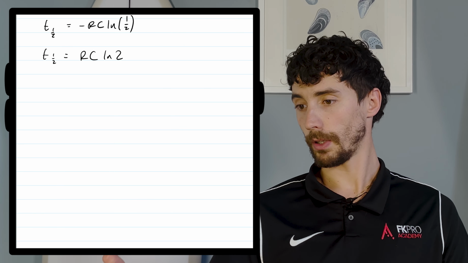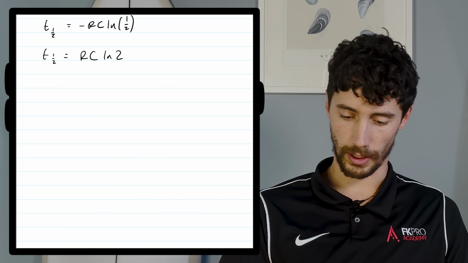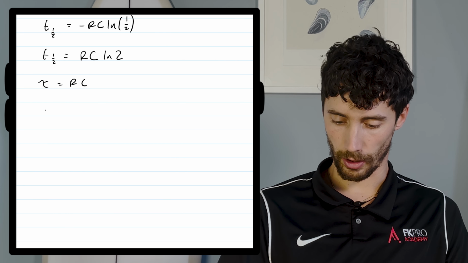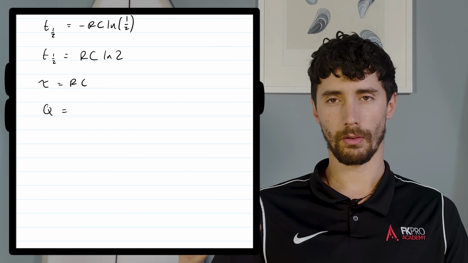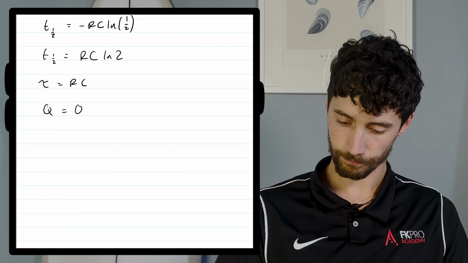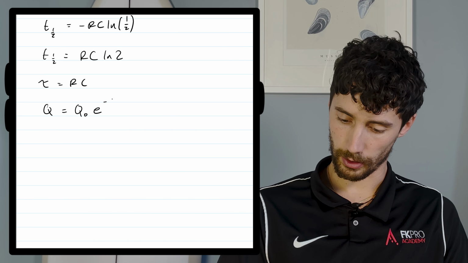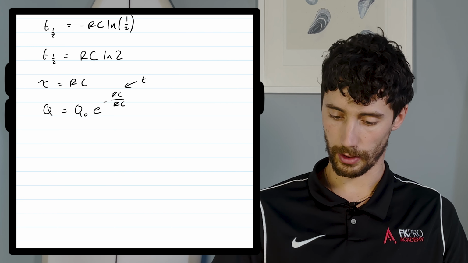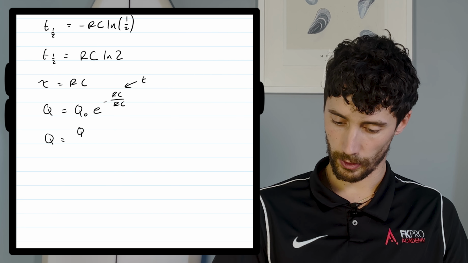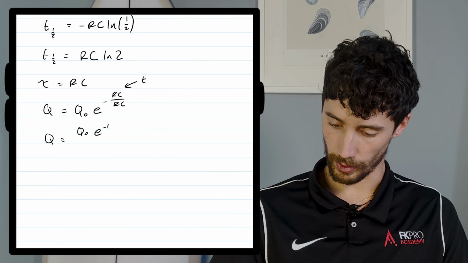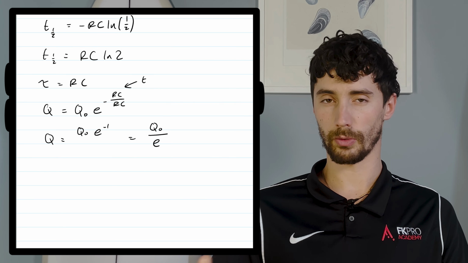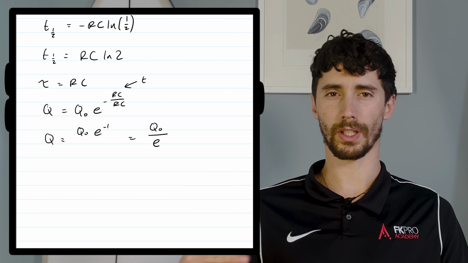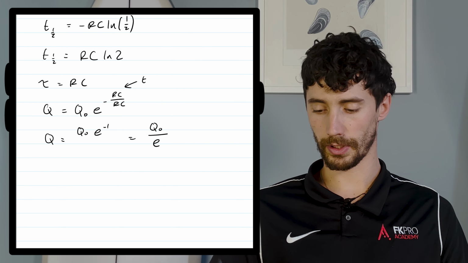Okay, and you might think about the time constant, tau, is equal to RC. What happens to my charge when one time constant has passed? Q0 e to the minus RC over RC, because I've replaced my t with RC. Well, that just gives me Q is Q0 e to the minus 1, which is Q0 over e. Which is why we say after one time constant, our value has fallen to 1 over e, or to roughly 37% of our initial.